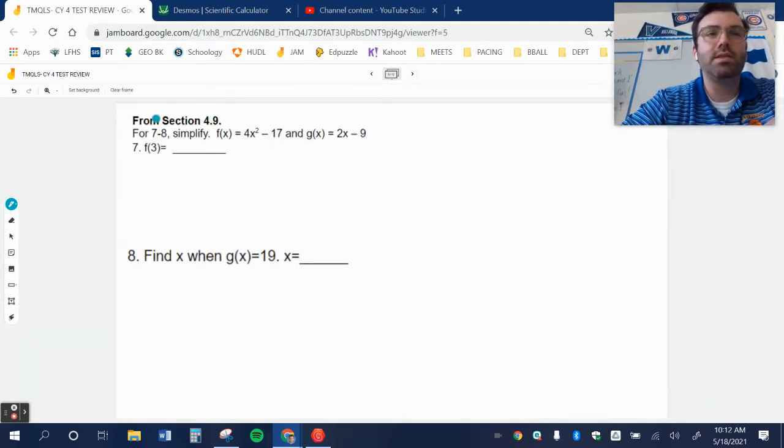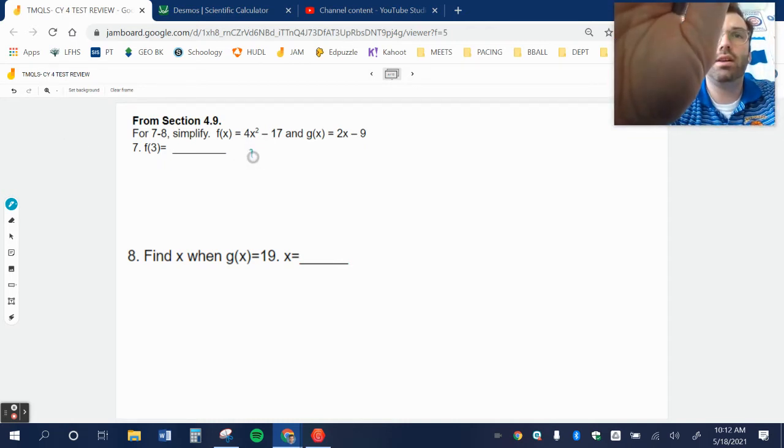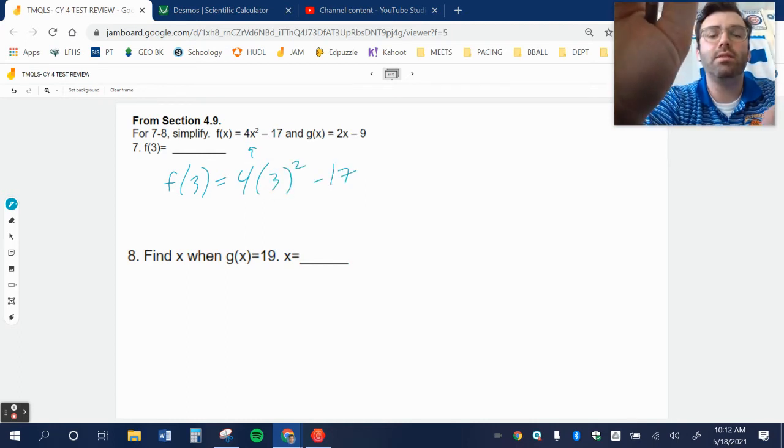All right, so this is section 4.9 now. For number 7 and 8, we want to use these two functions. So we want to find, first one, we'll find f of 3. That means I'm going to take this 3 and plug it into x into my function. So f of 3 will look like 4 quantity times 3 squared minus 17.